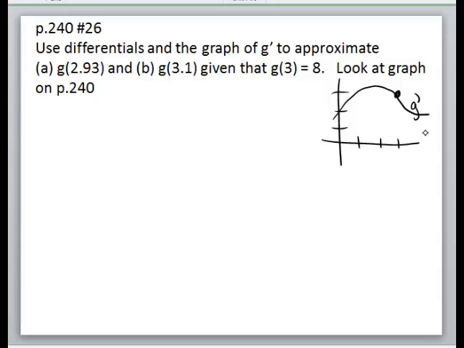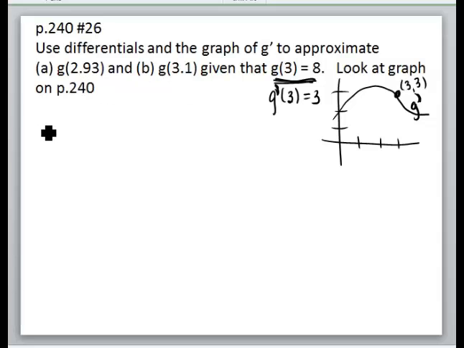Notice this time, though, I'm given g prime. So this is the graph of g prime, and this is the point (3, 3) on the graph of g prime. They give me information about g. g of 3 is 8, and I know that g prime of 3 is 3 from the graph. We're going to use the differentials to approximate these two values.